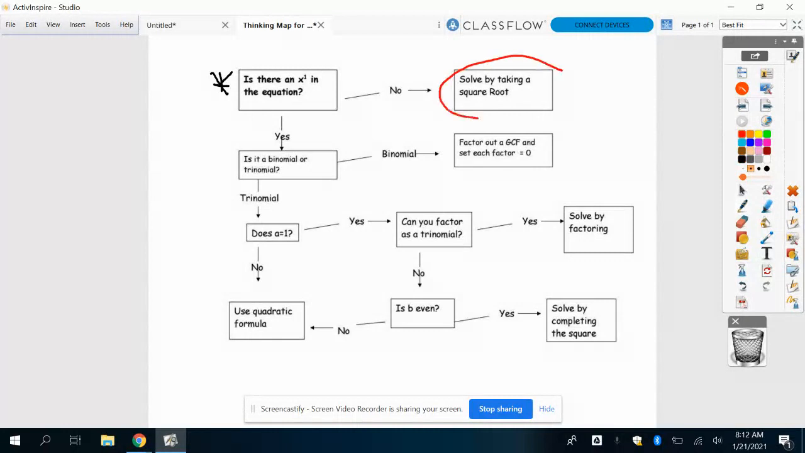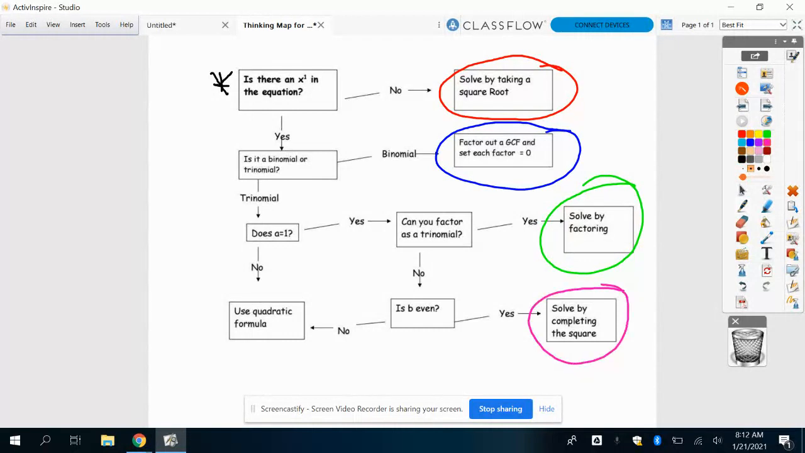So we've got solve by taking a square root. We've got factor or use GCF. Factor by using GCF. We have specifically solve by factoring. And we also have solve by completing the square. And then last but not least, we have using the quadratic formula. So there are 5 ways that we have learned to solve. We have learned to solve different quadratics using all 5 of those options. So now we're going to show how we know what to use when.